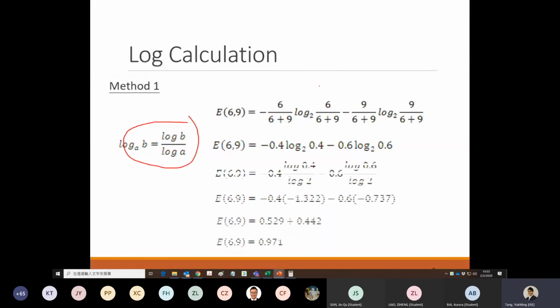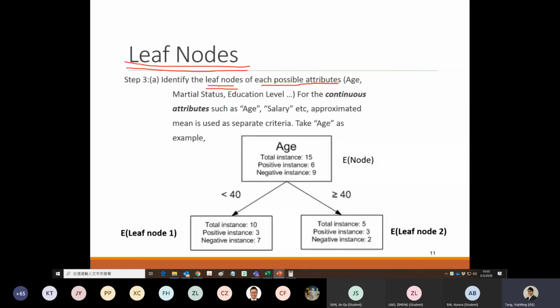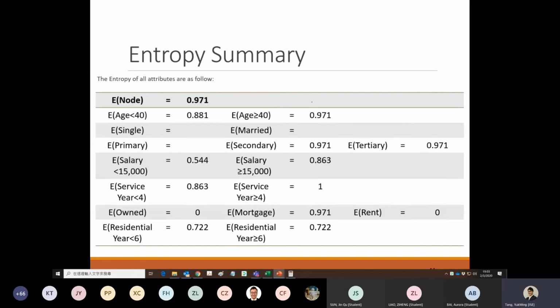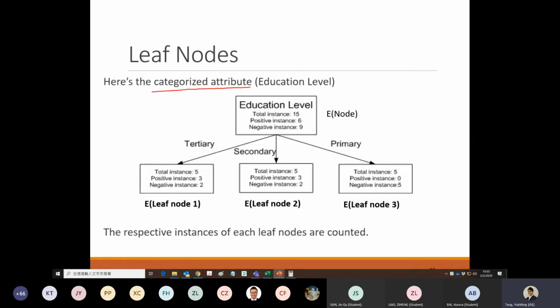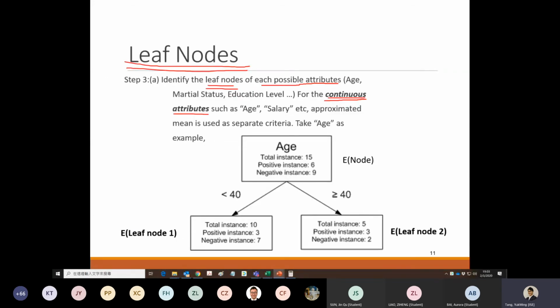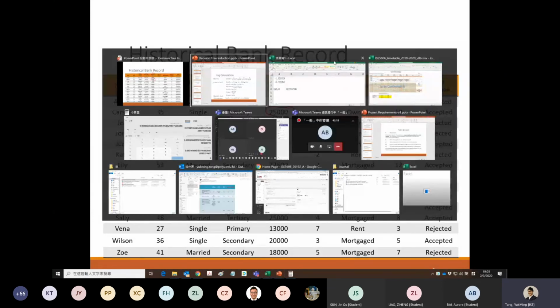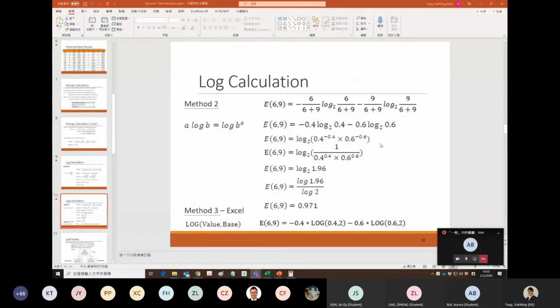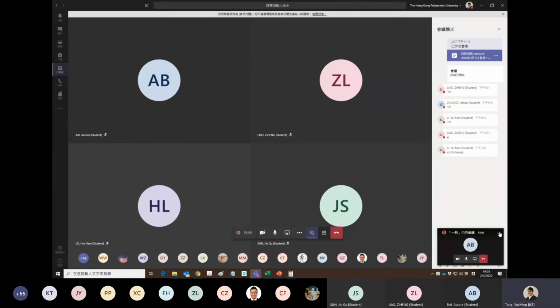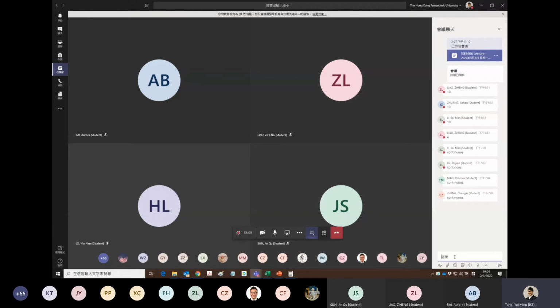When you're talking about attributes, there are two different types. One is called continuous attributes, and the other type is called categorized attributes. So what is a continuous attribute? Let me ask you a question. Monthly salary: is it a continuous or categorized attribute? Anyone can answer? Continuous. Any other answer? Continuous. Very good, all of you got the correct answer.